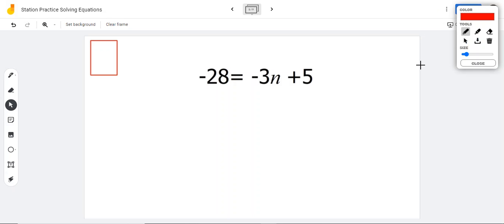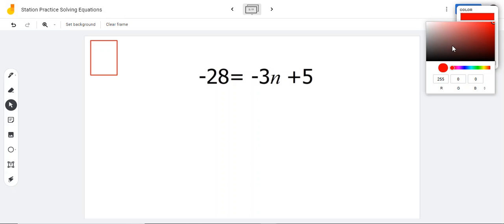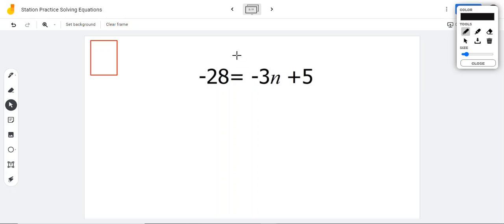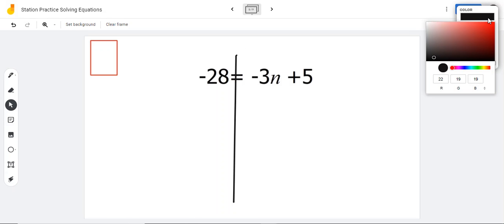So let's check out how to solve this problem together. We've got negative 28 equals negative 3n plus 5. All right, a couple things going on here, but I always know where to start. I always start by drawing a line down so that I can separate both sides. Woohoo! A line. Now, my first step looks like I would get rid of the 28, the minus 28.